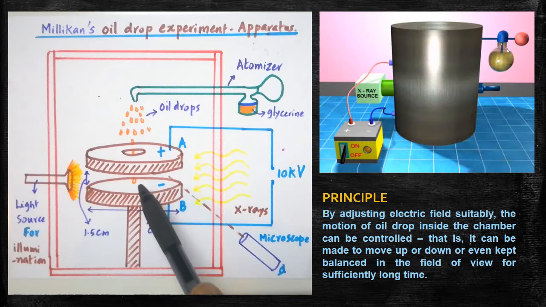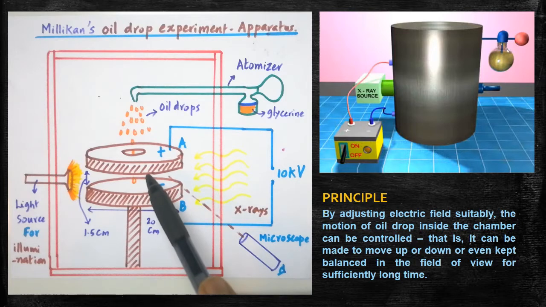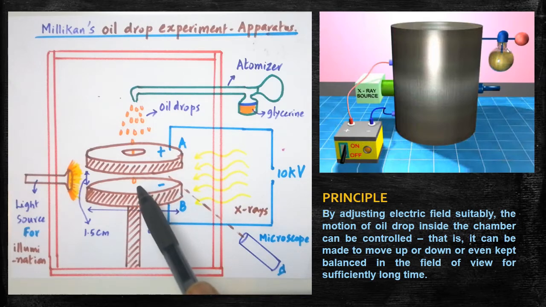The motion of the oil drop within the plates can be controlled, that is, it can be made to move up or down, or even kept balanced in the field of view for a sufficiently long time. It can be moved up and down, or it can be made static with the help of the influence of the electric field. So by that time we are able to observe the movement of the oil drop. So that is the basic principle behind the function of Millikan's oil drop experiment.